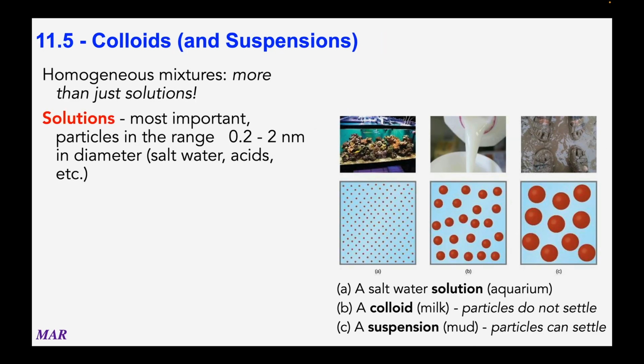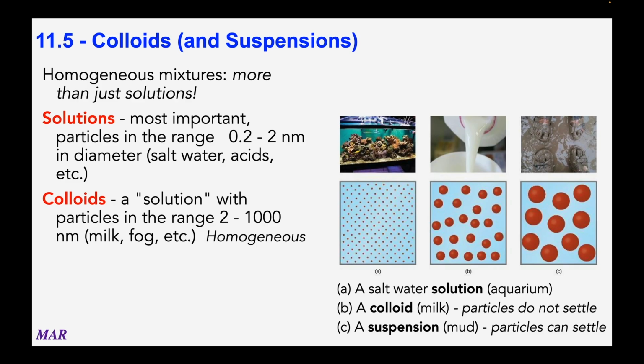Now, real fast, we're going to talk about colloids and suspensions. And normally, what chemists, at least in my world, usually use is just a solution. And solutions are the common kinds of traditional chemistry. Now, technically, a solution is when the solute particles are very small, 0.2 to 2 nanometers in diameter. And most salt water and salt solutions, acids, bases, stuff like that, those are normally what you have with solutions.